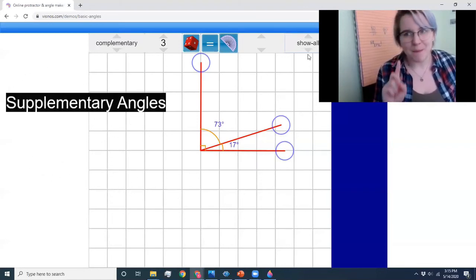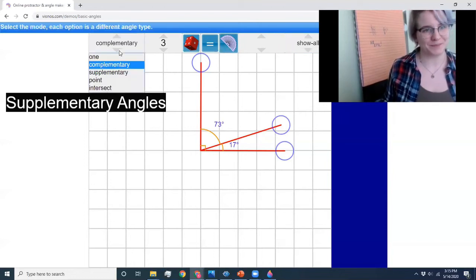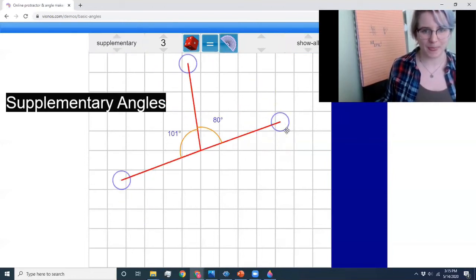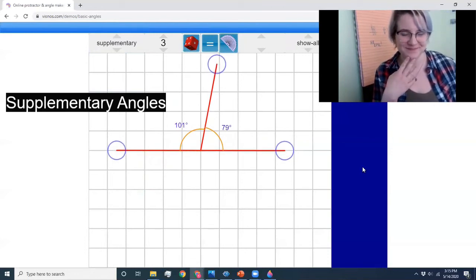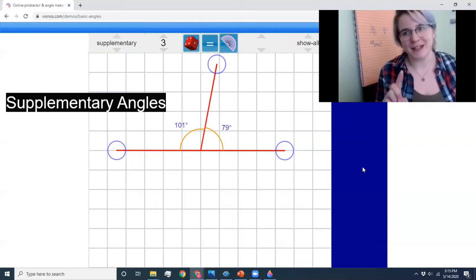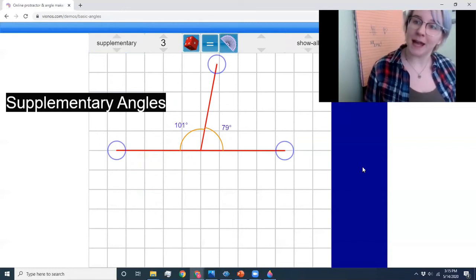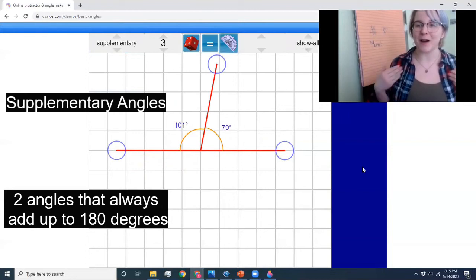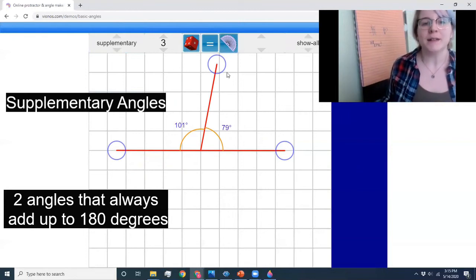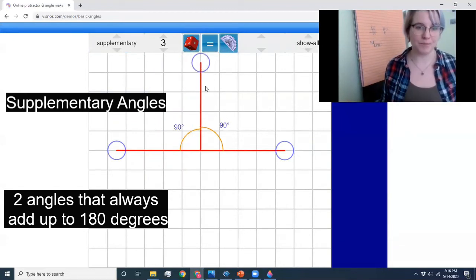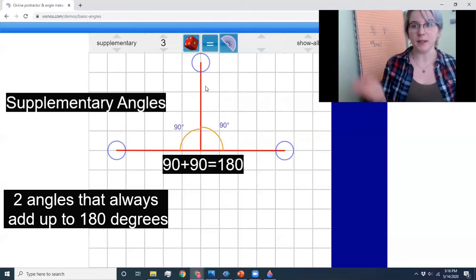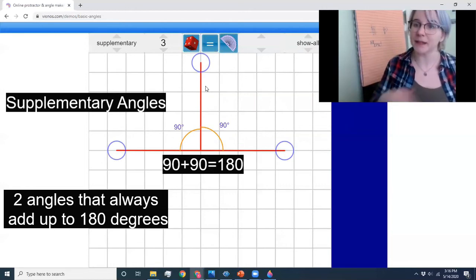Now, what does supplementary angles mean? Do you guys think you know based on just this image? If you said that supplementary angles always add up to 180 degrees, you are absolutely correct. Supplementary angles are two angles that add up to 180 degrees. Just like what we're looking at now, 90 degrees plus 90 degrees equals 180 degrees, makes a flat angle.